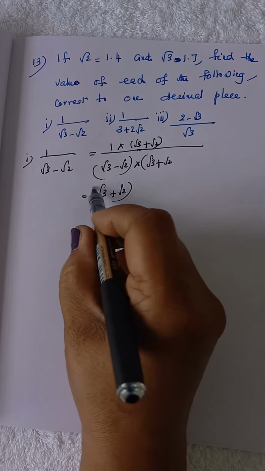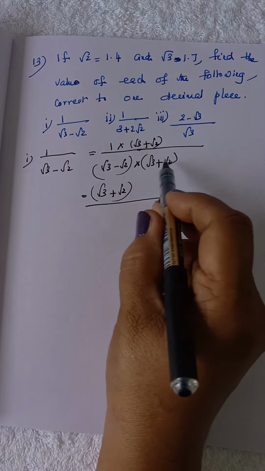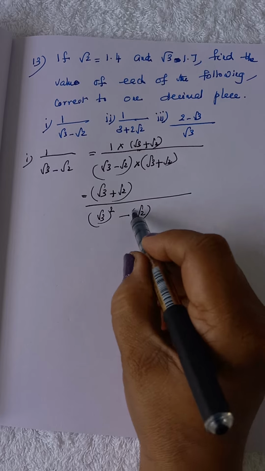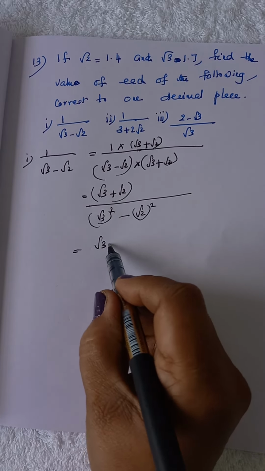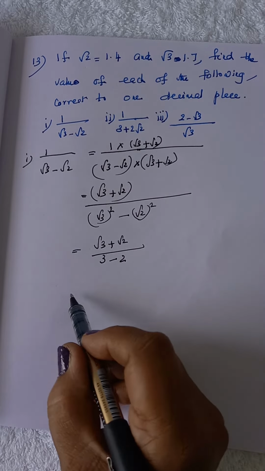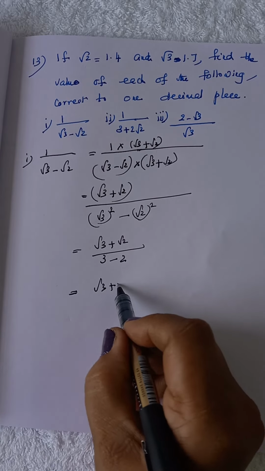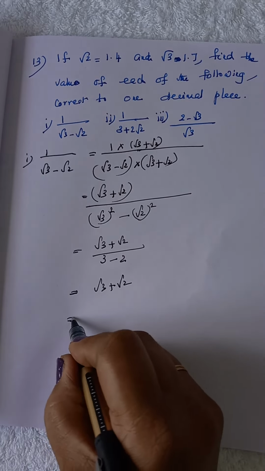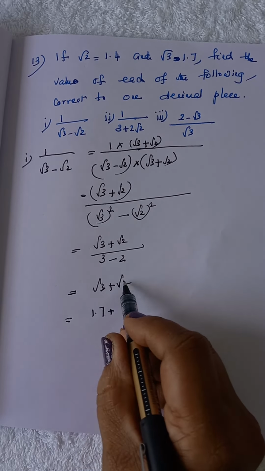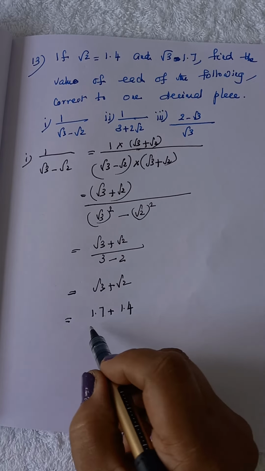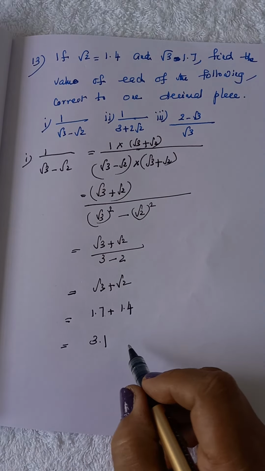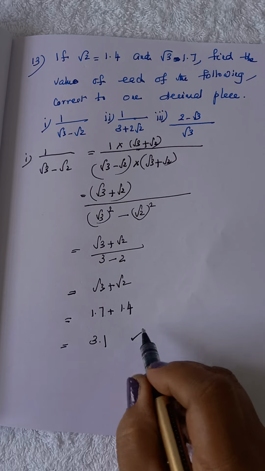The denominator is in the (a plus b) into (a minus b) form, so root 3 square minus root 2 square. That is (root 3 plus root 2) divided by, root 3 square is 3, root 2 square is 2. So that is root 3 plus root 2, because 3 minus 2 is 1. We are given the value of root 3 as 1.7 and root 2 as 1.4. So 1.7 plus 1.4 is 3.1. This is correct to one decimal place. So this is the answer.